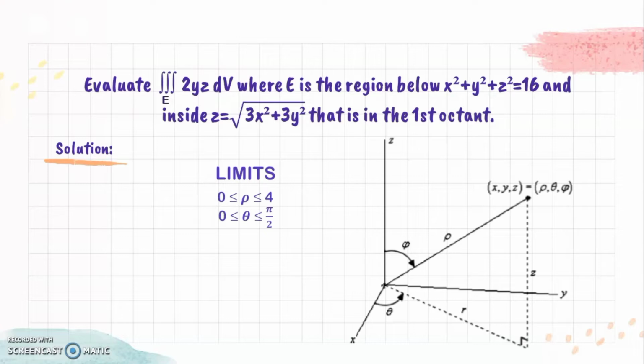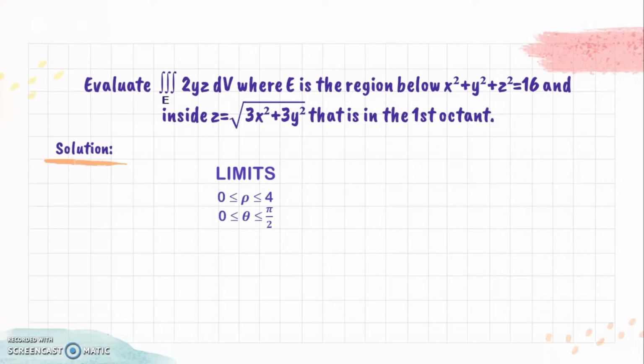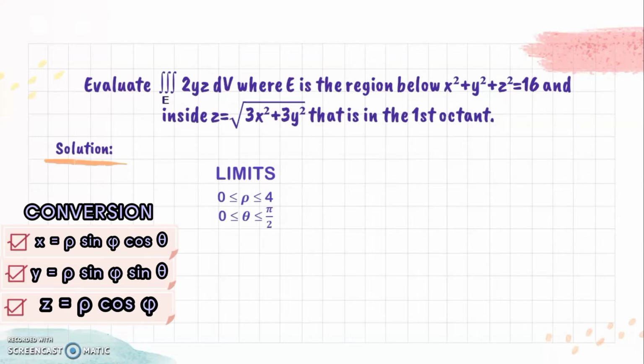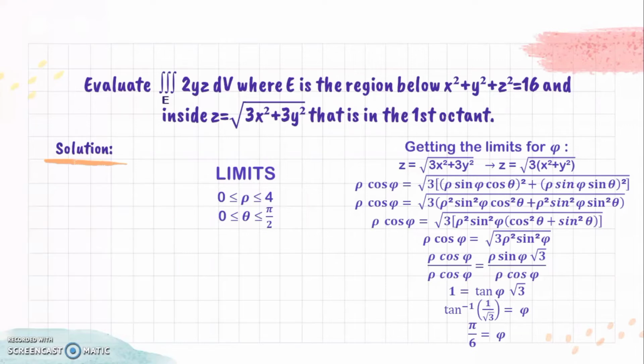Since we are concerned with the region inside the cone, we must get this specific range. In doing this, we will be using some of the conversions in spherical coordinates. So here is the process. So for phi, the limits will be from 0 to pi over 6. Now that we have settled the limits, let's write down the more defined notation.